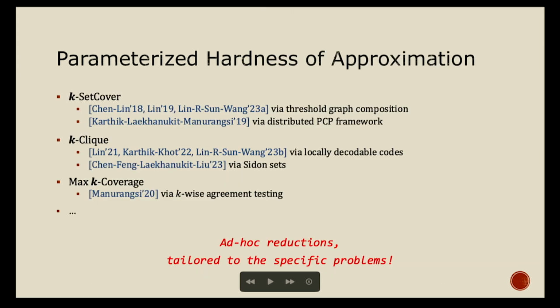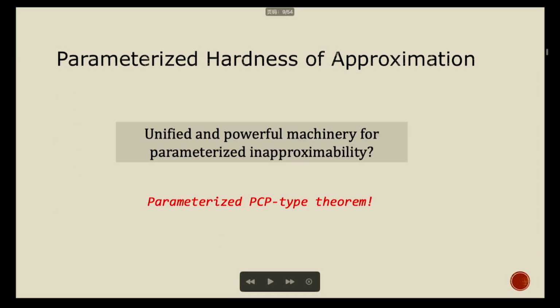On the other side, we also have parameterized hardness of approximation. In the recent several years, there has been a long line of work in this area on problems like k-set cover, k-clique, max k-coverage, and so on. However, these results are obtained via ad hoc reductions, and they are often tailored to specific problems. So we may wonder whether we can have a unified and powerful machinery for parameterized inapproximability. In other words, can we have a parameterized PCP-type theorem?